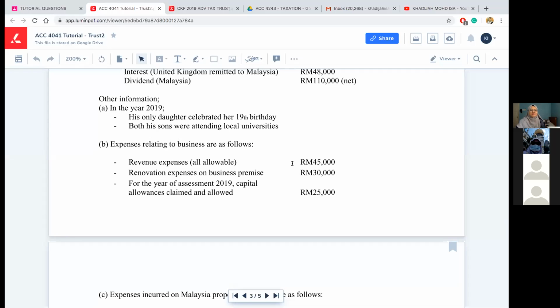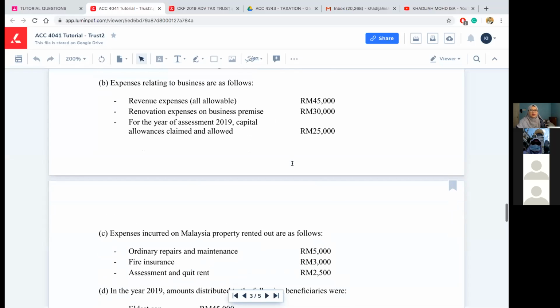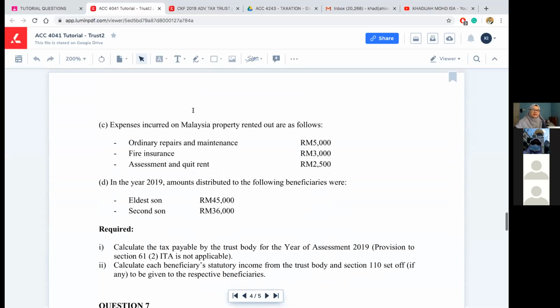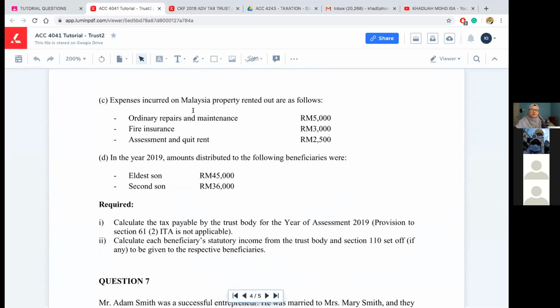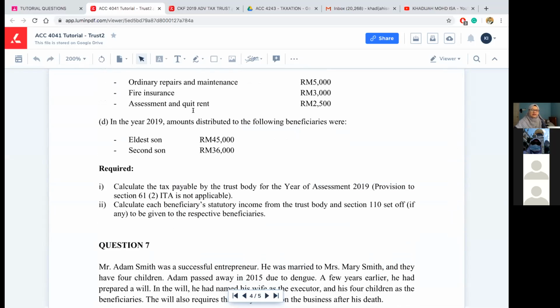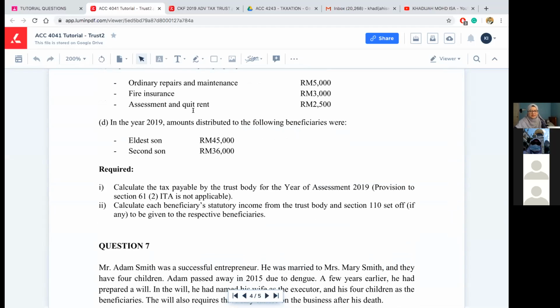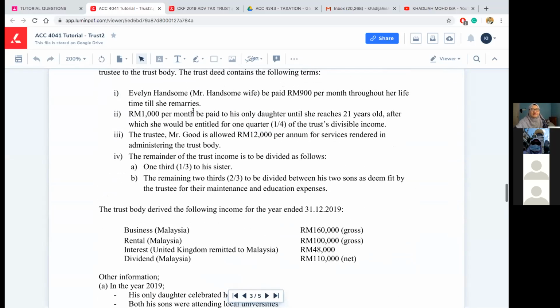And then we have expense related to business. So you have to decide which one is the allowable expense. Because in this case there's no accumulation. And then expense income on Malaysian property in the year, amount distributed to elder son and second son. Calculate the tax payable by the trust body, and then calculate beneficiary statutory income from the trust body. So can I have any one of you, how much is your total income?